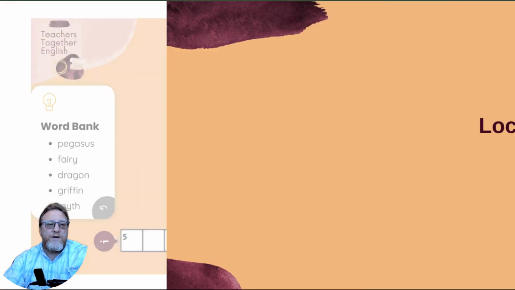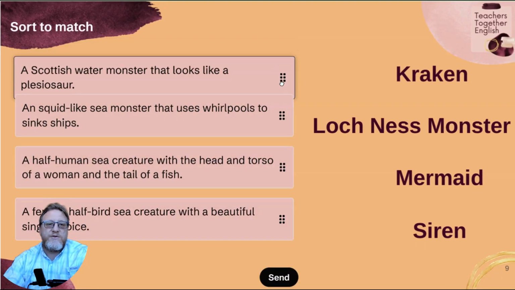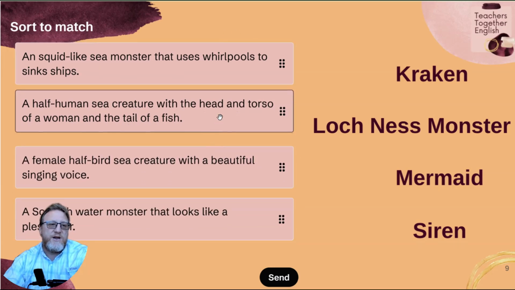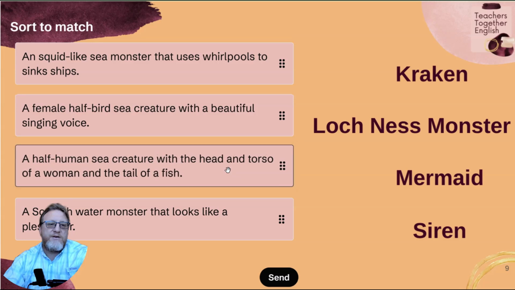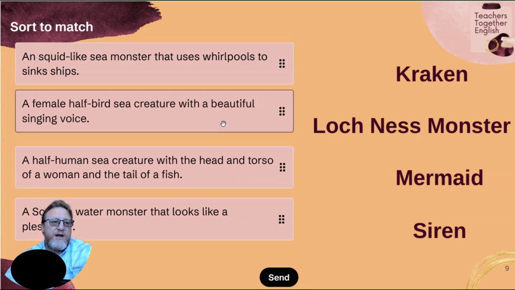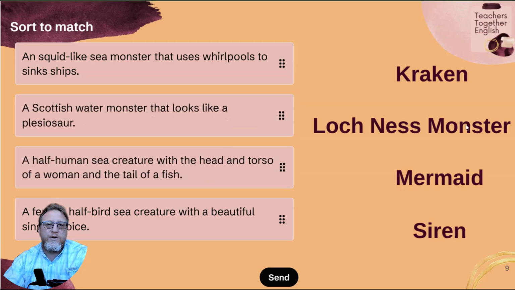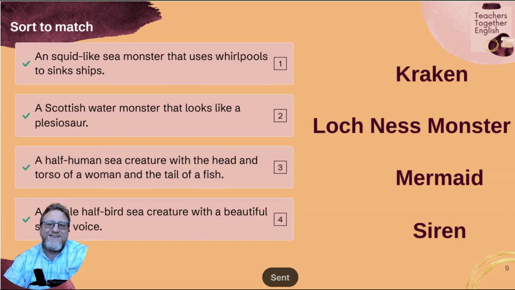And we can keep moving forward through the lesson. All right, and this one is a sort. You figure out, what type of monster is this? Half human, half sea creature. Mermaid, right? I think. Scottish water monster, that would be Loch Ness monster. Half female bird. All right, so we move them into the right order. Send it through. Yay, we got it right.